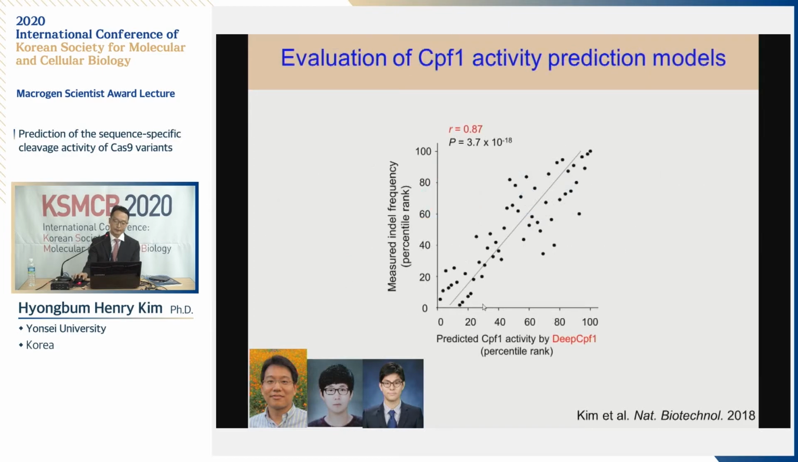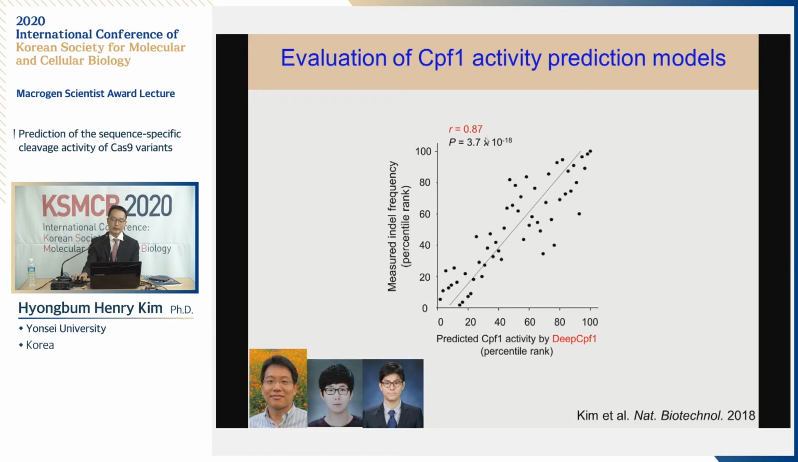And this is the result. The x-axis is the Deep Cpf1 activity predicted by Deep Cpf1, and the y-axis is the indel frequency measured using the conventional approach. As you can see here, we observe a beautiful correlation between the two values, indicating that Deep Cpf1, the computational model, is highly accurate.